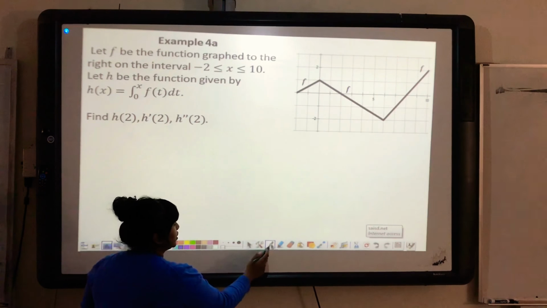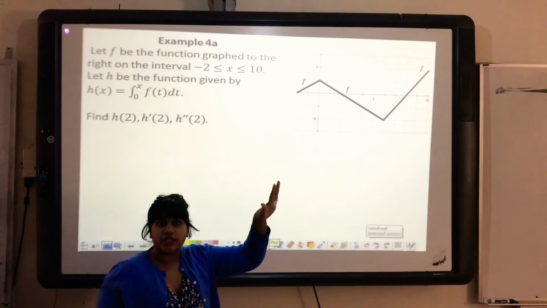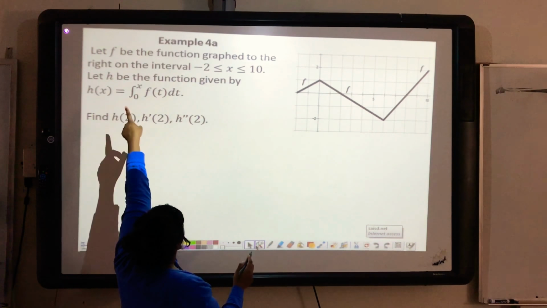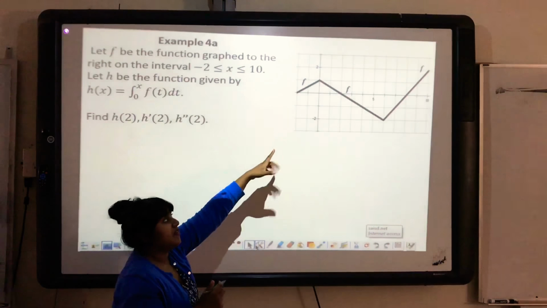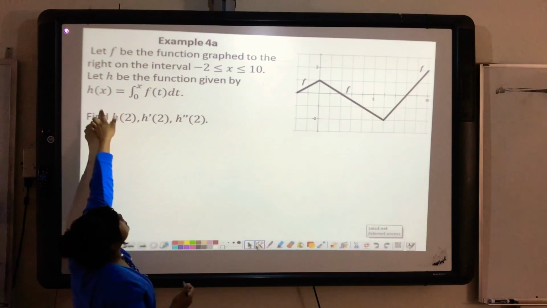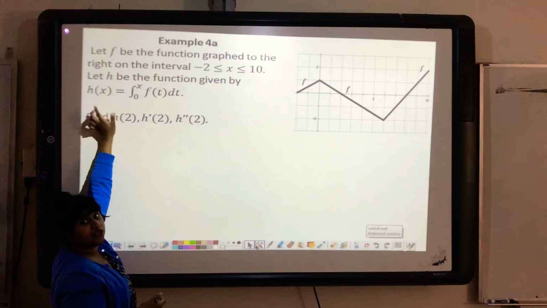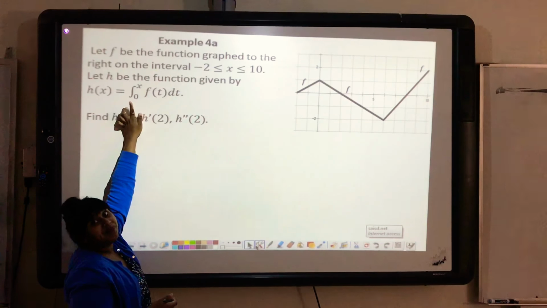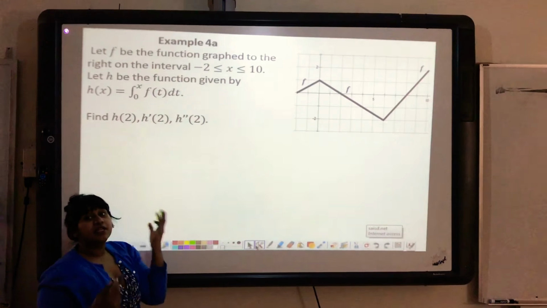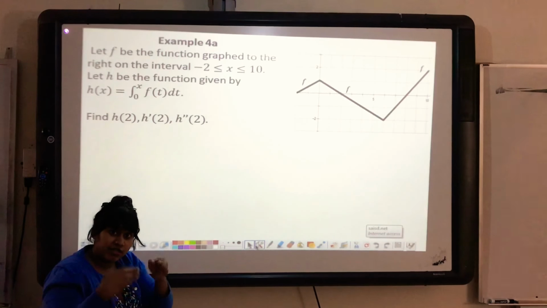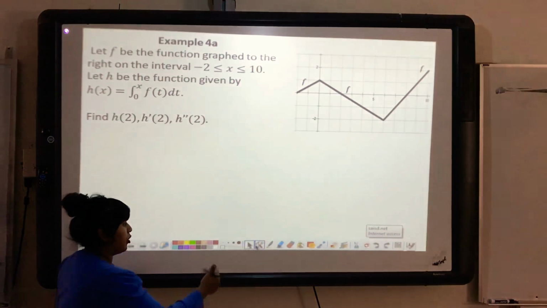So, first things first, let's just figure out what we're given and what's important in this information. So we are given the graph of f, that's what that is. But that's not the equation we were given. The equation we're given is h of x. And what is h of x? It's equal to my integral. So h is actually my integral. So let's relate this in terms of our g prime and g double prime.